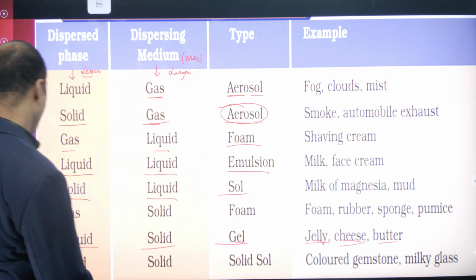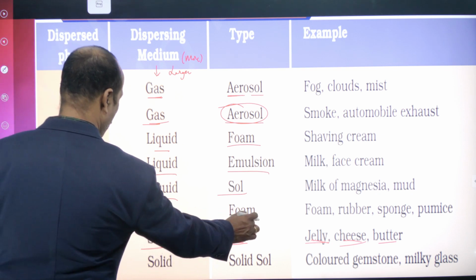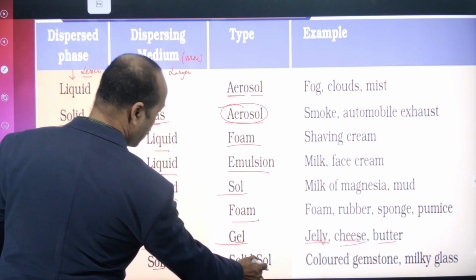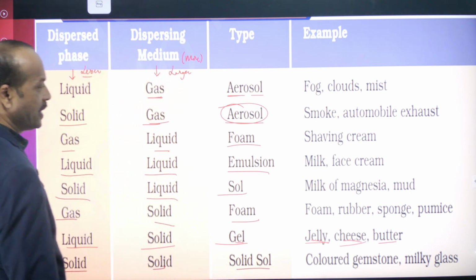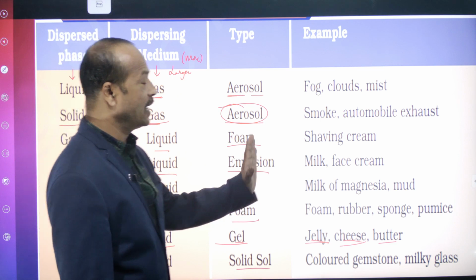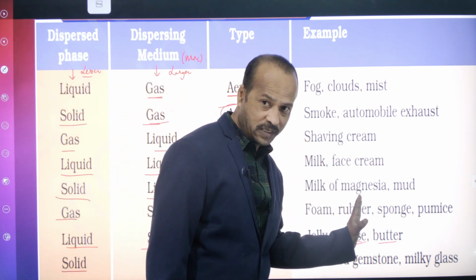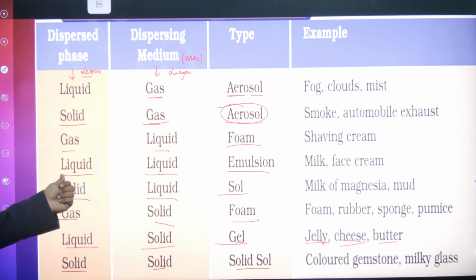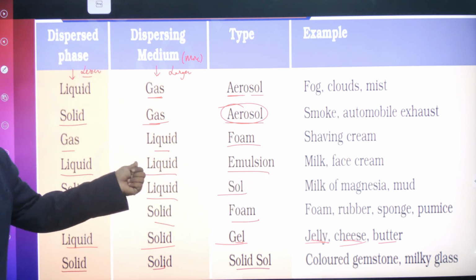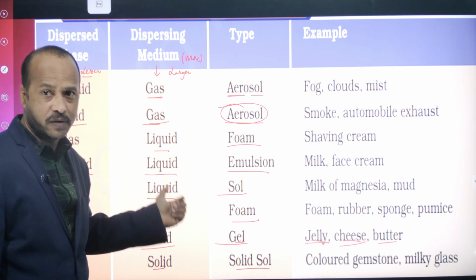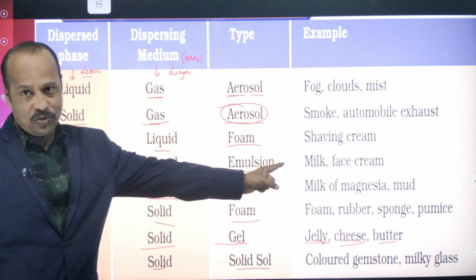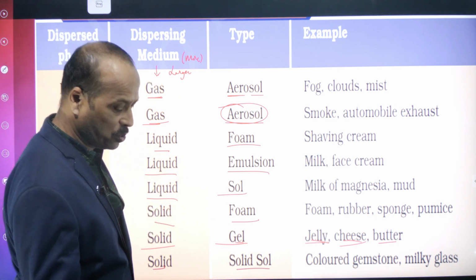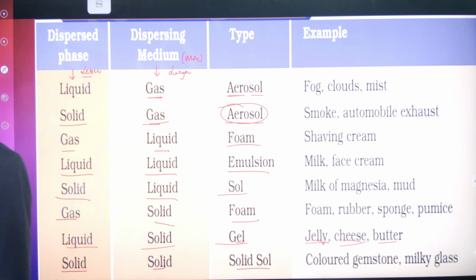And gas in solid is again foam. Liquid in solid: cheese, butter. Solid in solid: colored gemstones or milky glass. These are all examples of colloids or colloidal solutions. How are these colloidal solutions made up? By using a dispersed phase and a dispersion medium; by combining both we get the colloidal solutions. It's very important to understand colloidal solutions. So students, go through this once for 2 minutes.